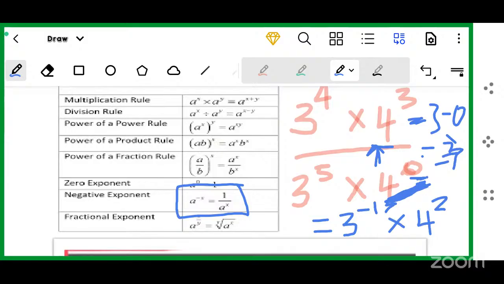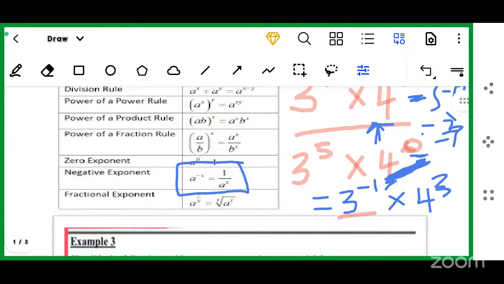Perfect. So on top here, you're going to have the power of 3. So it's 3 to the power of negative 1 multiplied by 4 to the power of 3. Can we do something to this 3 to the power of negative 1? We can write it as a fraction. How? 1 over 3.